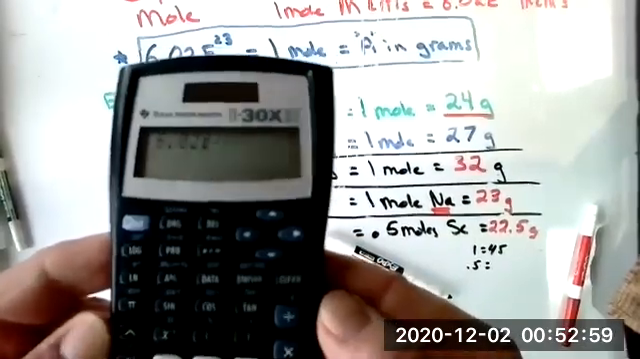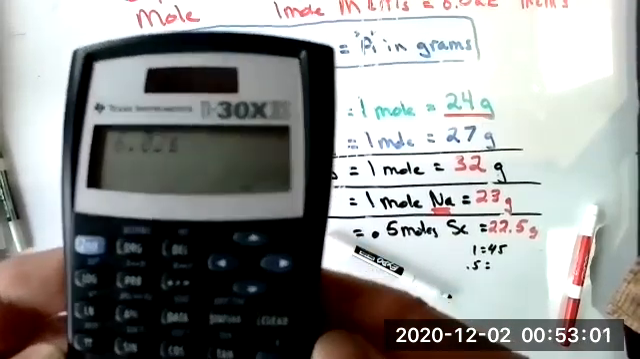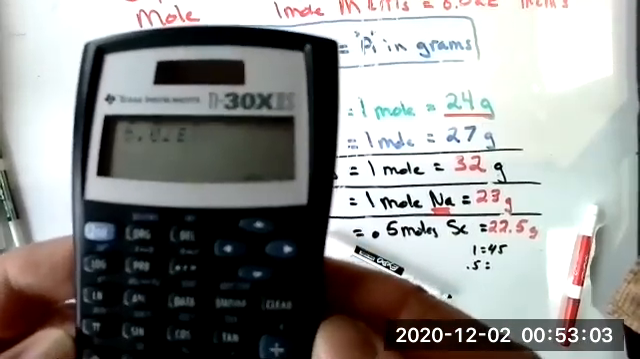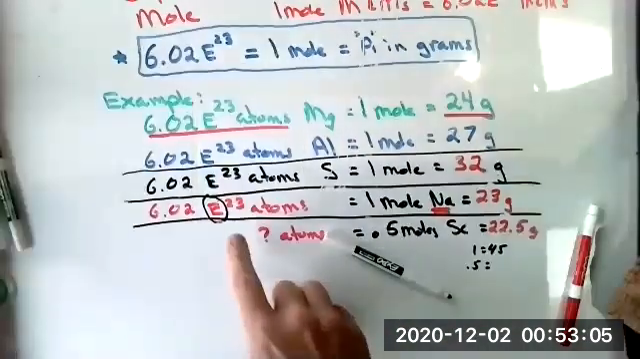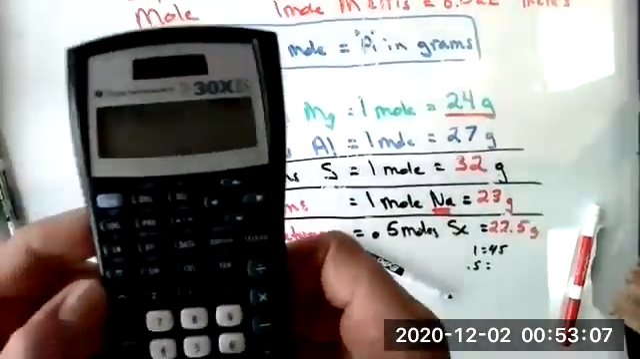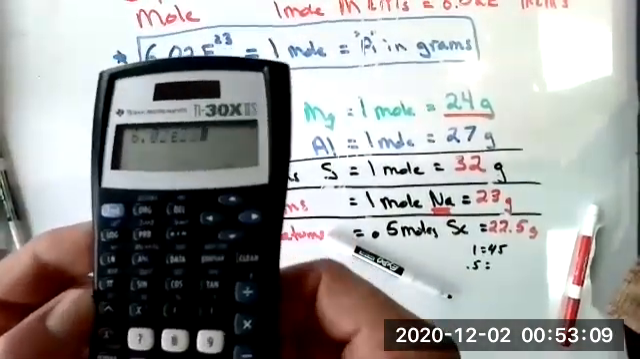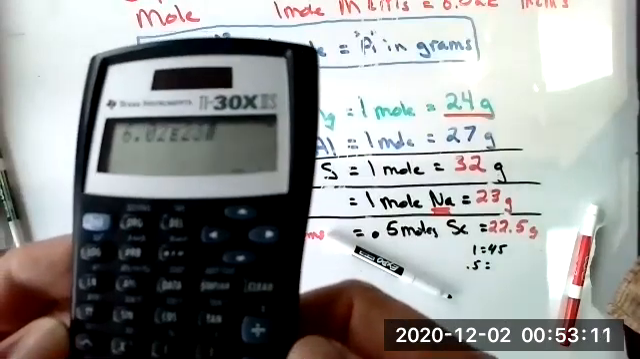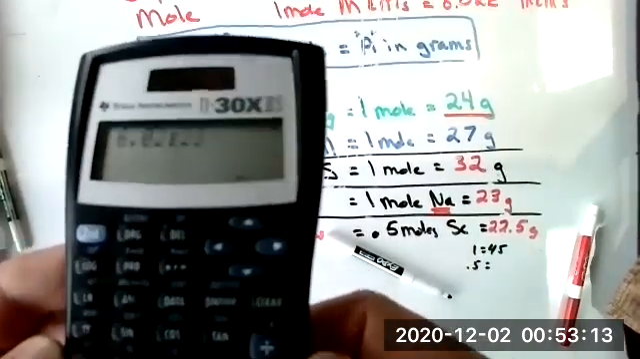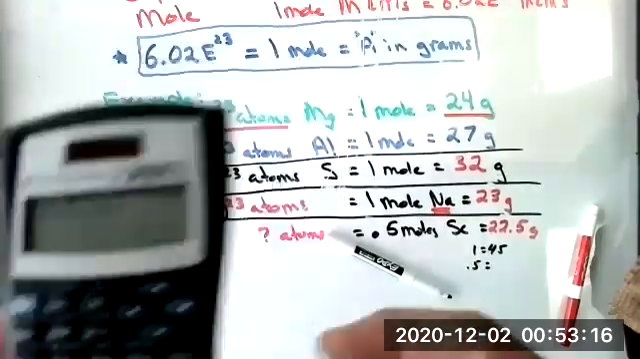It's waiting for me, if I can get it to look just right, to type in the exponent part. Well, I'm going to type in 23. There. I wonder if you can see that or not. There it is.